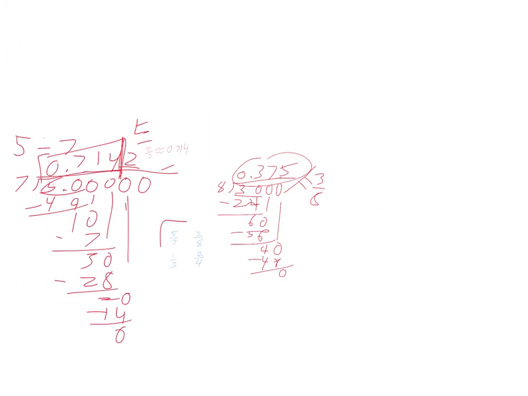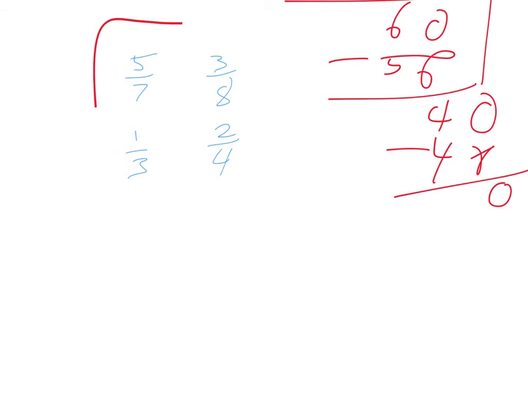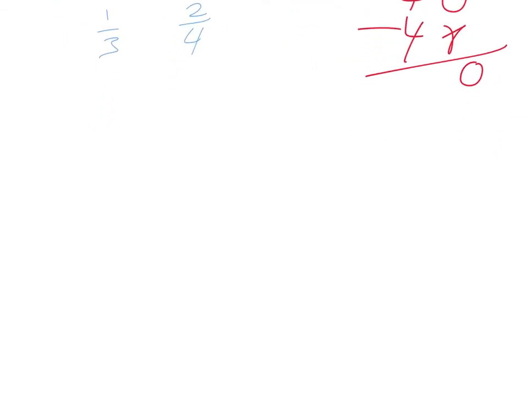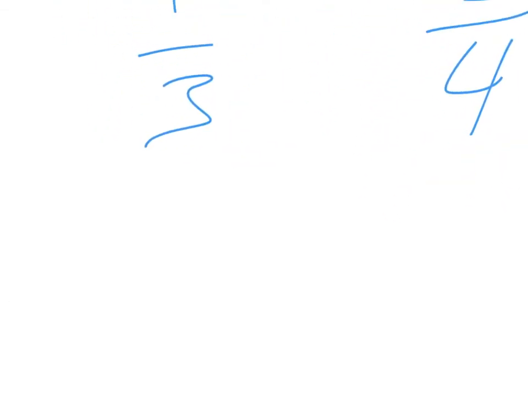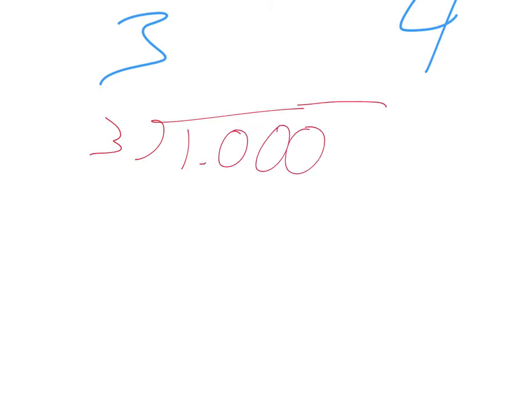Next one, 1/3. 1/3 is an interesting one. Let's just do this work right below it. All right, 1/3. So 1 divided by 3. I'm going to go out to 4 places because you're going to see something as I do this. 3 does not go into 1, but 3 does go into 10. It goes in 3 times. 3 times 3 is 9. 10 minus 9 is 1. Bring down a 0, 10.